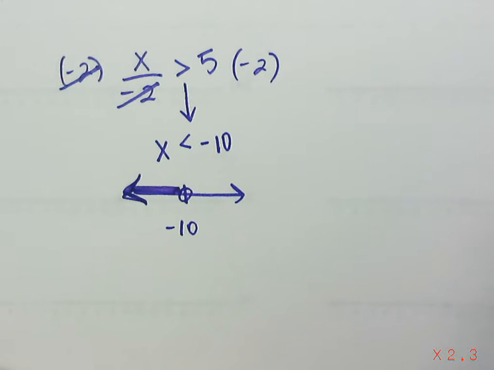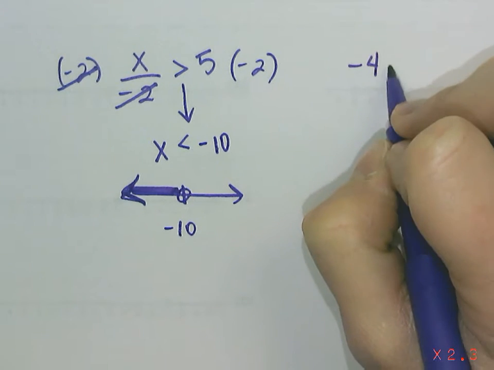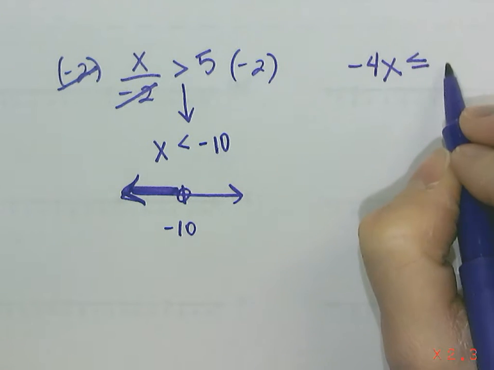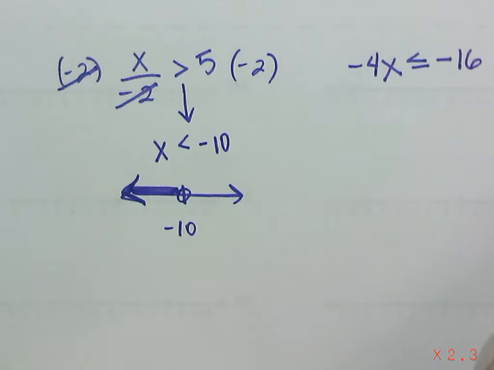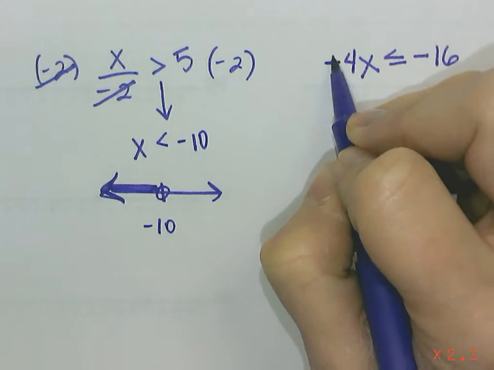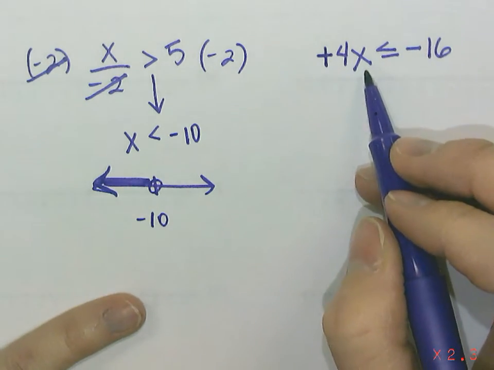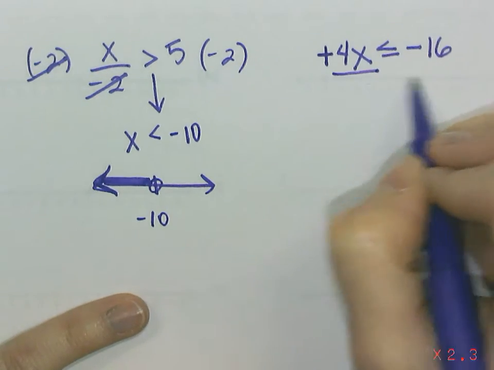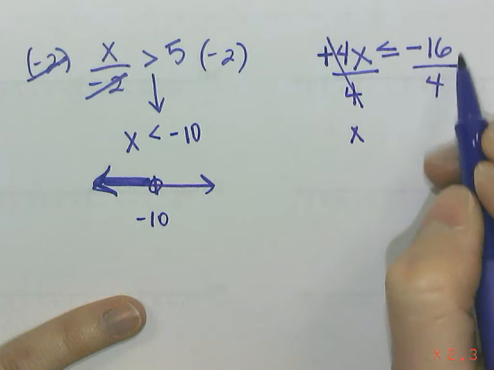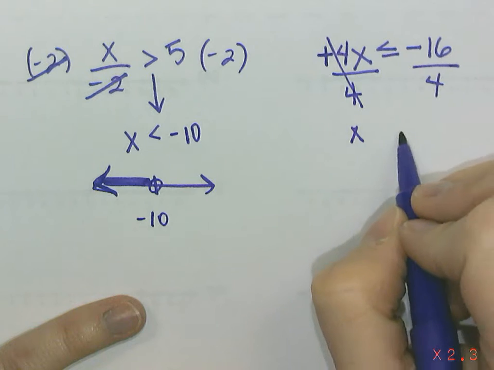Okay, let's compare that with another problem right next to it. Let's do negative 4x is less than or equal to negative 16. Actually, let's make this a positive 4x. I'm sorry. So here we have 4x is less than negative 16, and I'm trying to get this x by itself. So again, I have to do the opposite to undo. So I'm going to divide each side by 4. My 4's cancel on the left, leaving just my x. Over here, I need to divide. So I have negative 16 divided by 4, which gives me a negative 4.